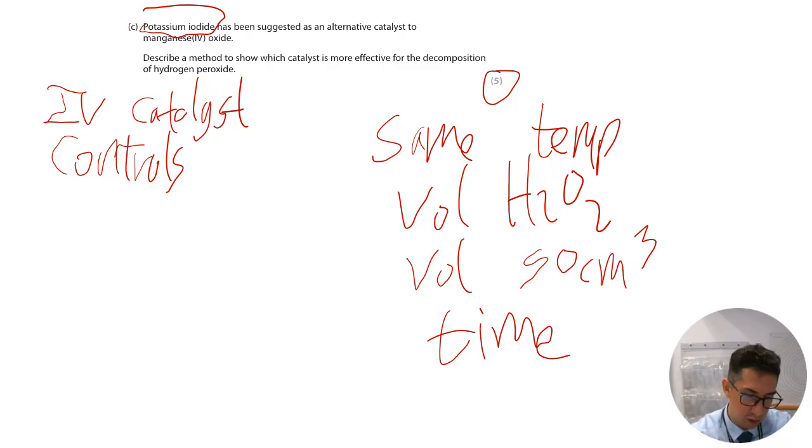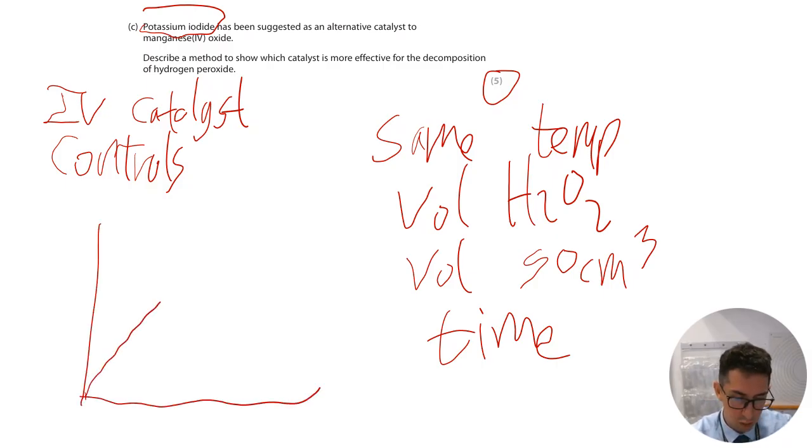And then once we've done the experiment, we can plot a graph, and we can basically see the one which has a sharper gradient gets there first is the best catalyst, and then the other will be the worst catalyst. So it does get there, it just takes longer, so it's not speeding up the reaction, because catalysts speed up a reaction. So the catalyst which speeds up the reaction most is the best catalyst. I'll just pop up the mark scheme now.